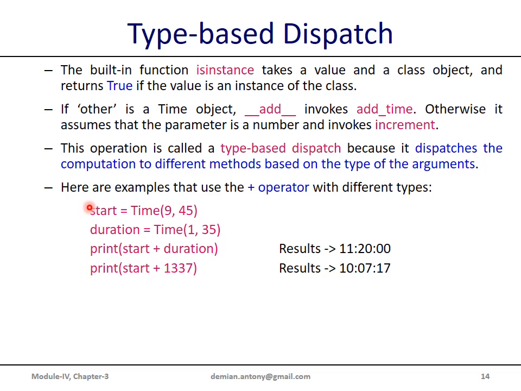So here is an example. We can use the print start plus duration. Here two objects are added using a type-based dispatch. Here add is being used, method double underscore add double underscore, and in this case the increment method is being executed, because this is not an object of the class time. This duration is an object of the time class.